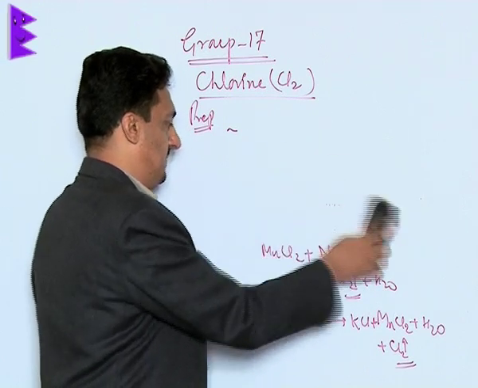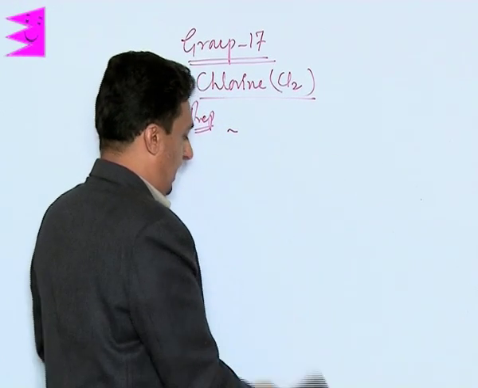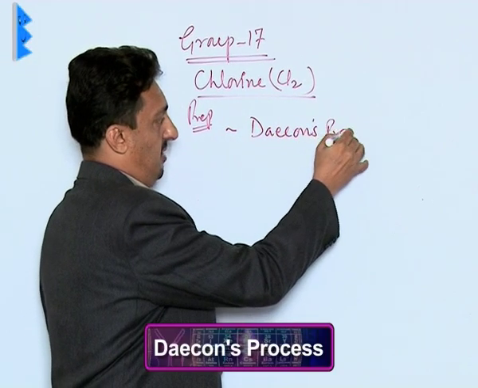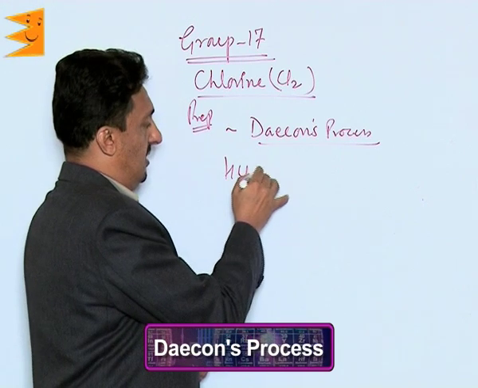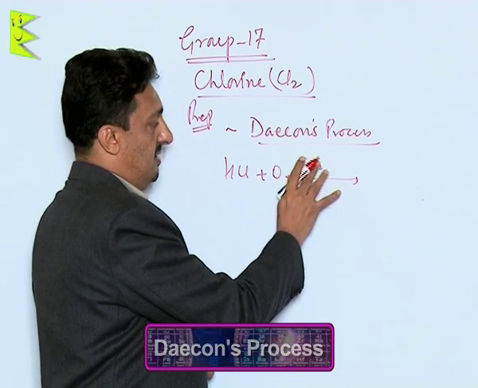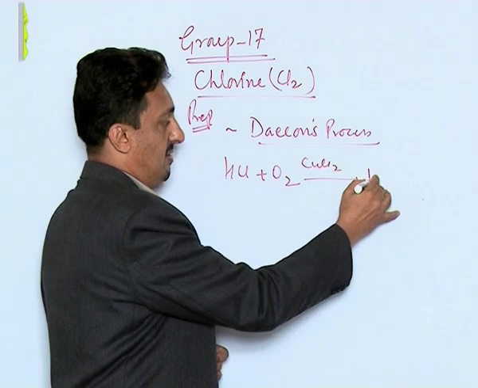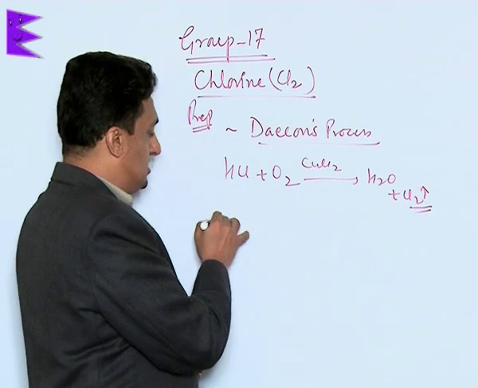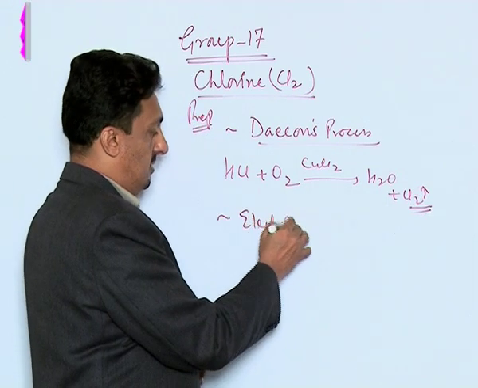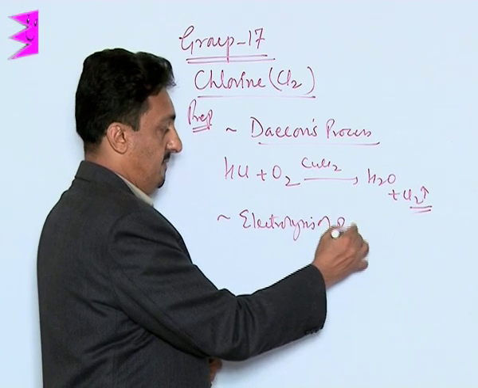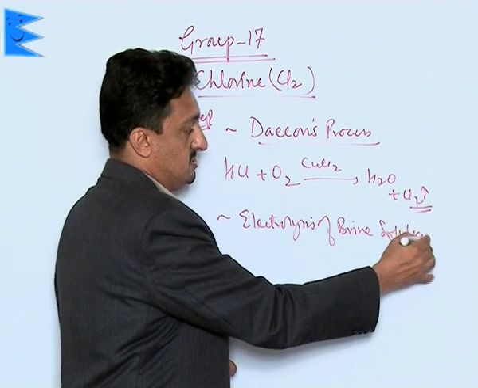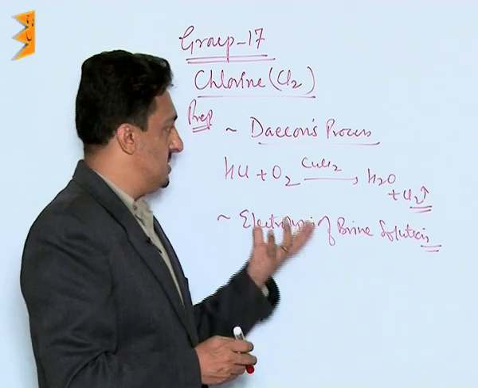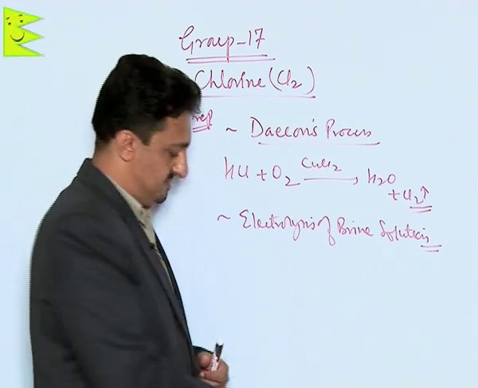Industrially, it is prepared by a process called Deacon's process, in which HCl is oxidized in presence of cupric chloride to chlorine and water. Also, it can be obtained by electrolysis of brine solution, where we get chlorine at the anode. So these are its normal usual preparation methods.